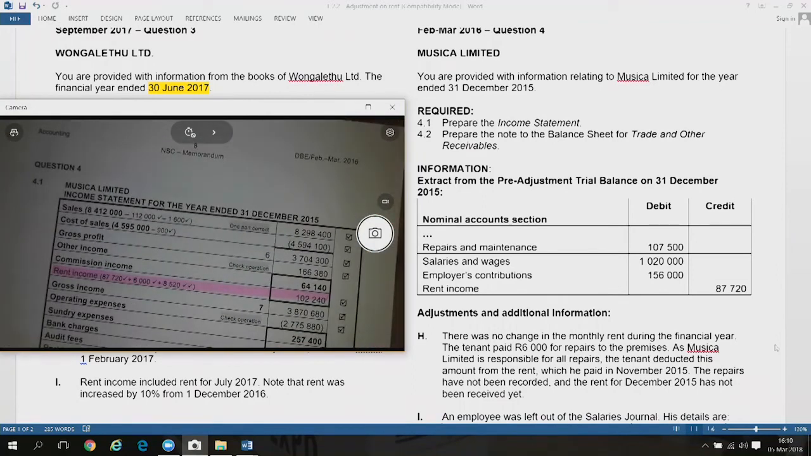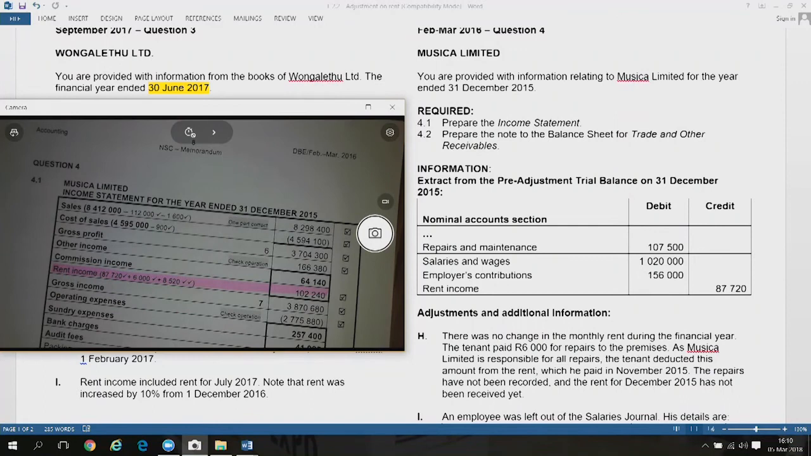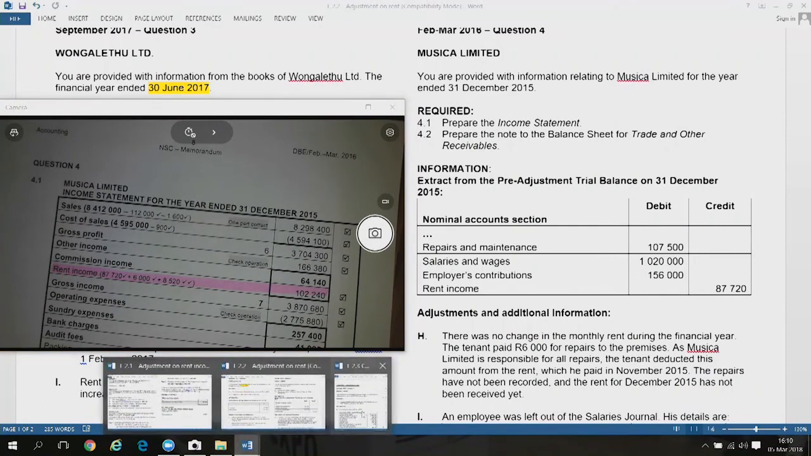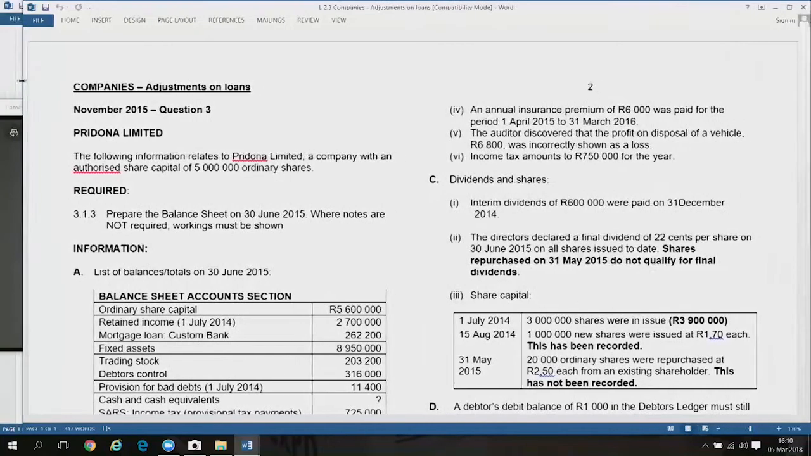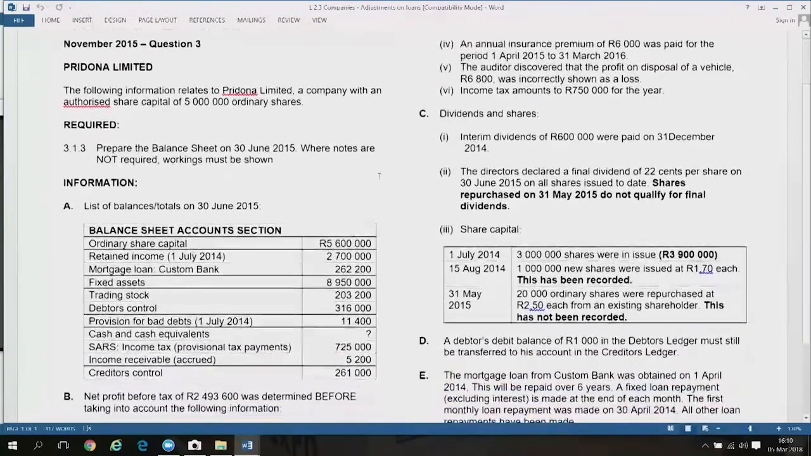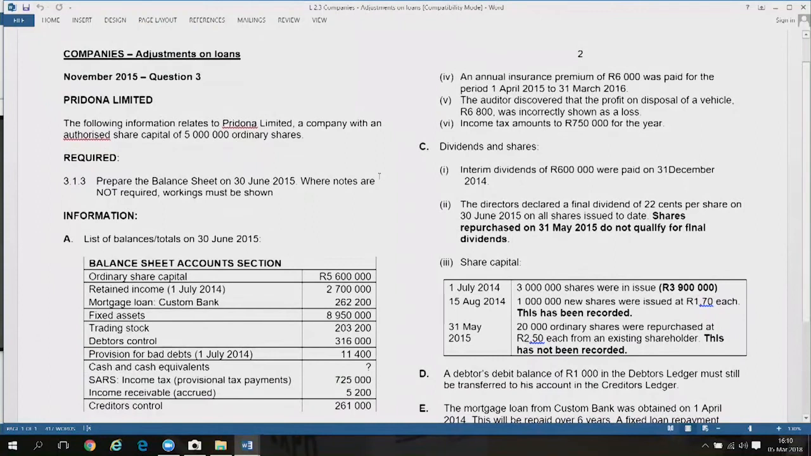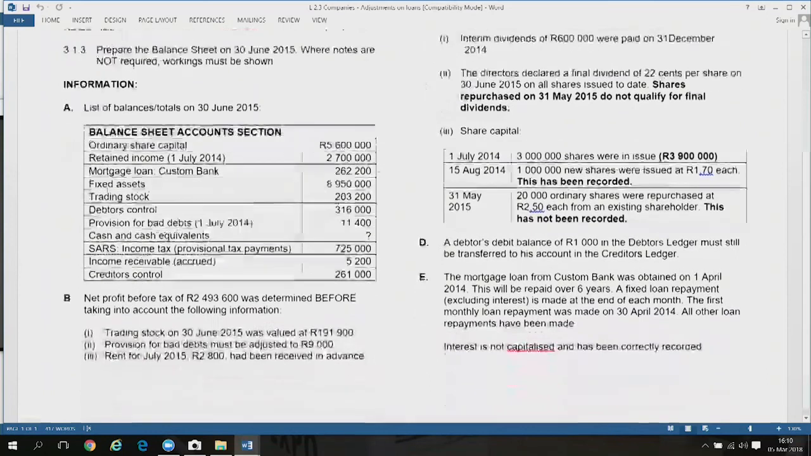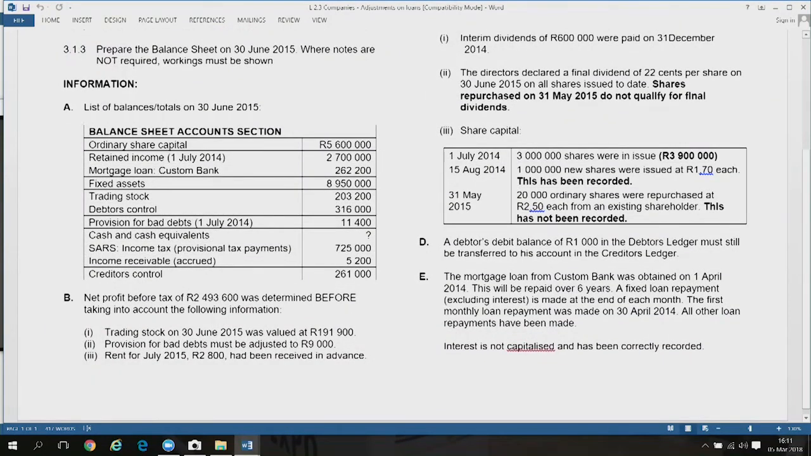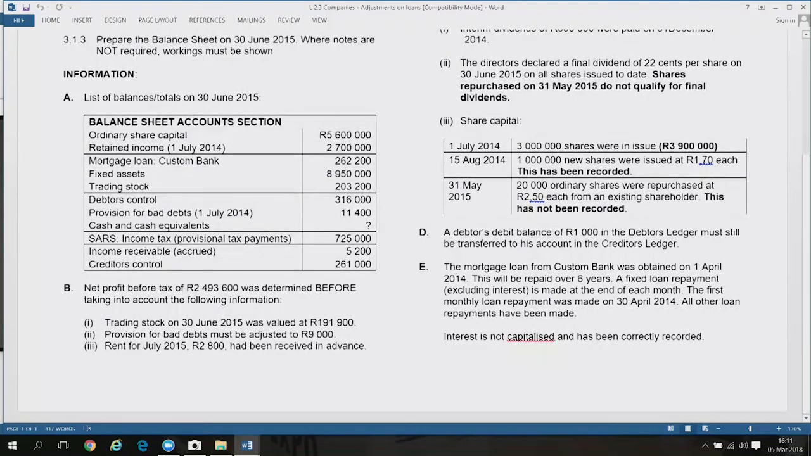Okay, that is enough on the rent. I just want to show you one loan. So let's quickly go there. Okay, it was Predona. We did Predona last week. Don't worry about all the other adjustments. We did the share capital last week. You will remember that we correct the net profit. I only want you to concentrate on E. It's only the loan adjustment that I want to show you.